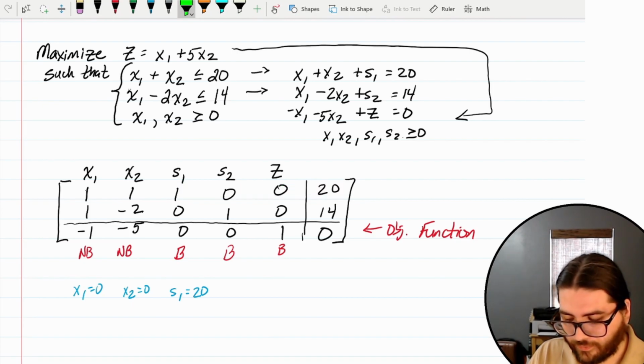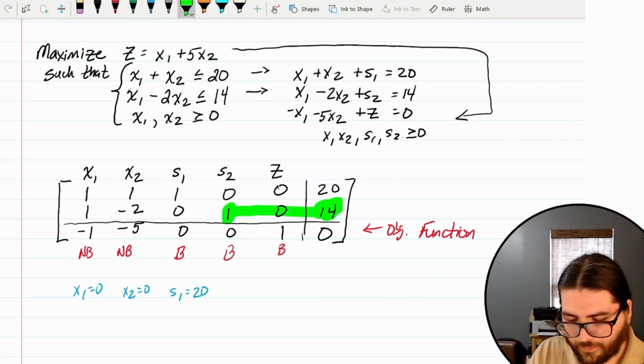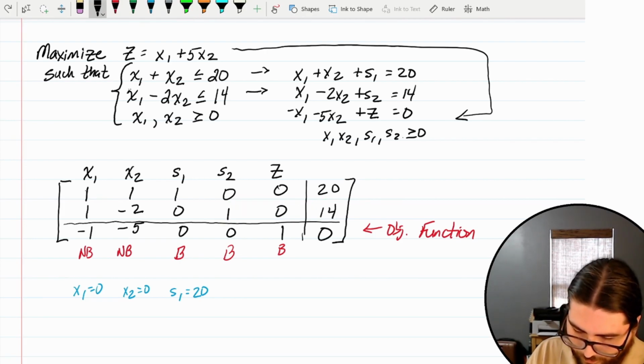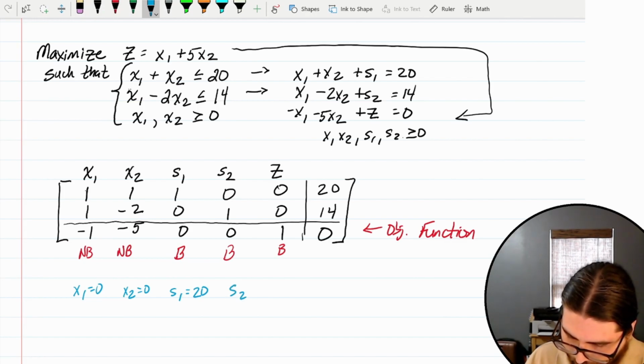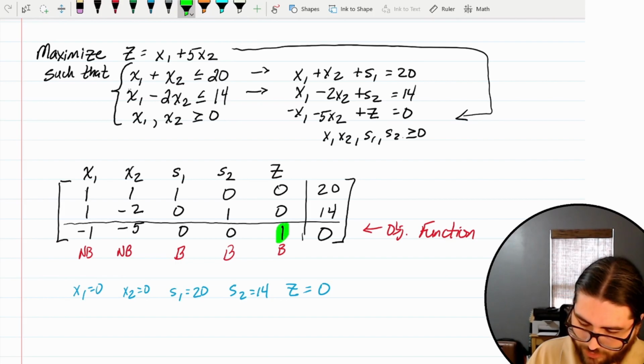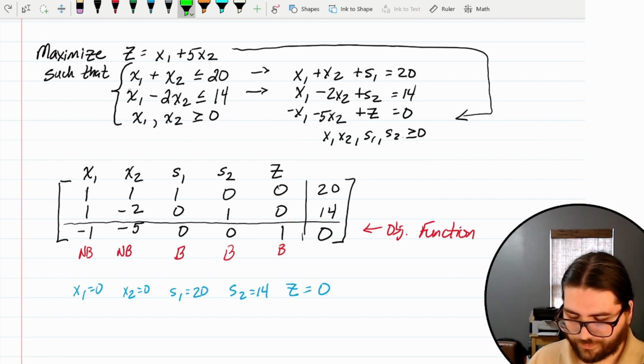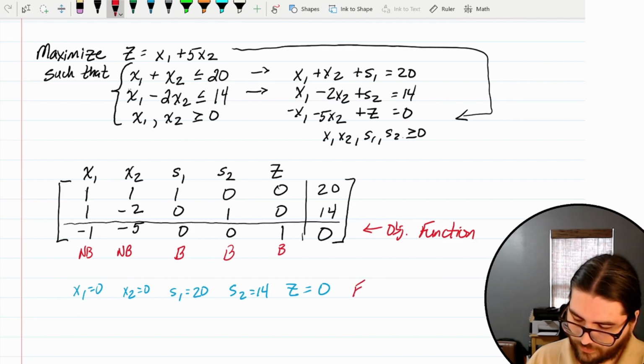S1 is equal to 20, S2 is equal to 14, and Z is equal to 0. Right? It has that special one too, right? But right now, Z is equal to 0. This is a feasible solution. Or a basic feasible solution. I'll use the abbreviation from earlier. This is a basic feasible solution.